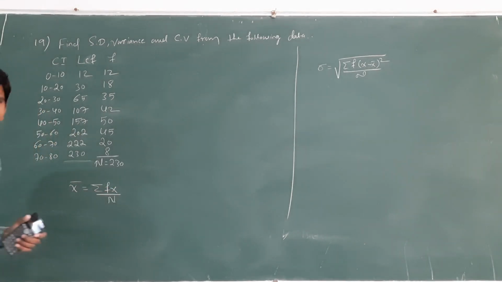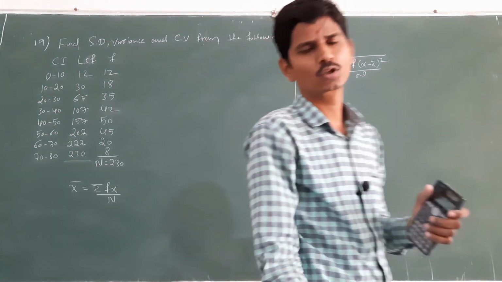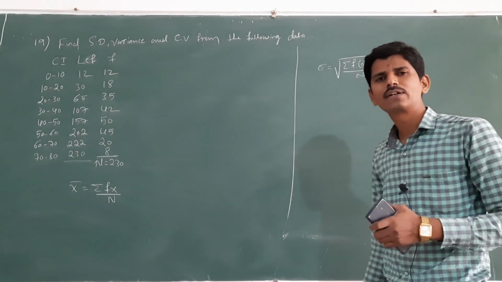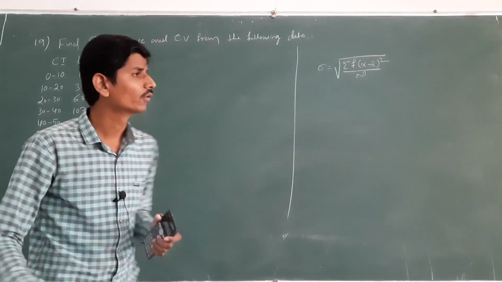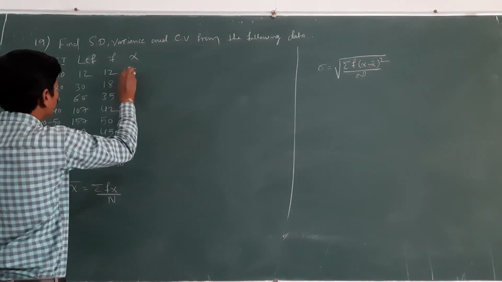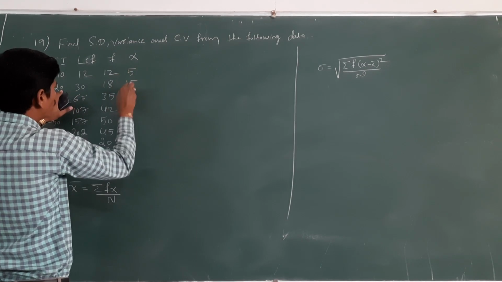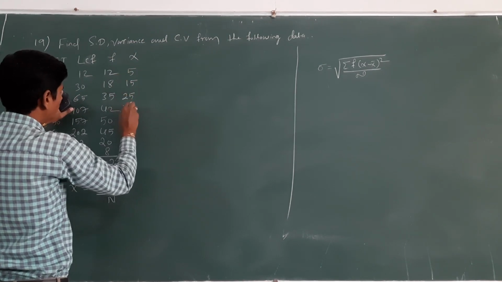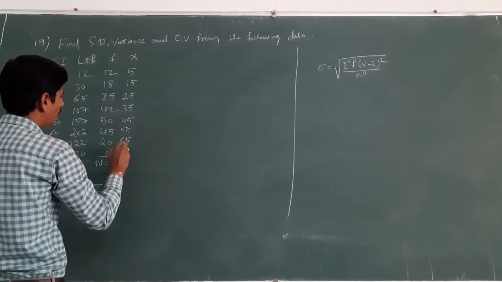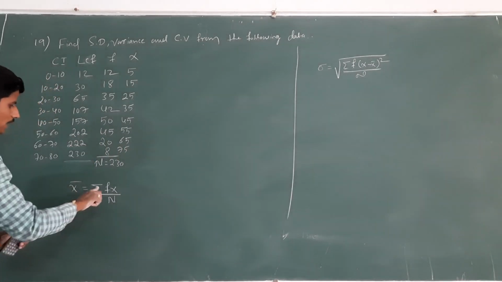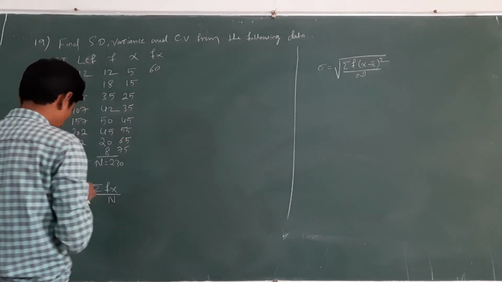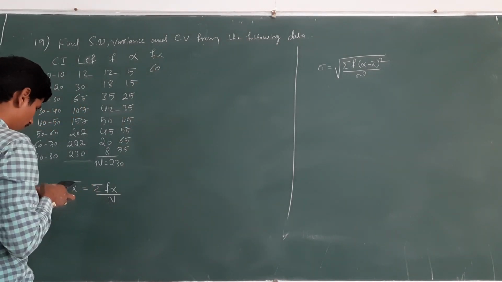Here the data is continuous, that is grouped data. Therefore, we have to multiply f into x. We want x. X is nothing but the class mid value, the midpoint of the class interval. Here 0 to 10 mid value is 5, 10 to 20 is 15, 25, 10 each, 35, 45, 55, 65 and 75. Next we have to multiply frequency into x, this into this. 12 into 5 is 60, 18 into 15 is 270.